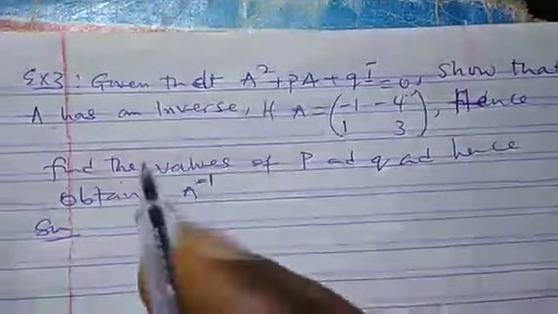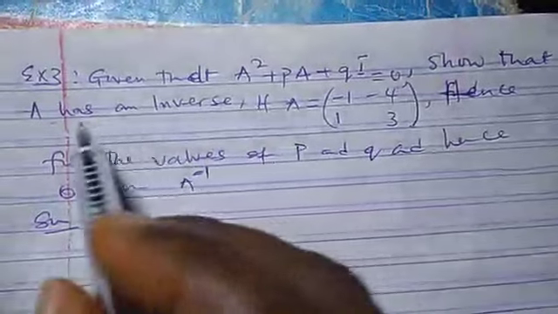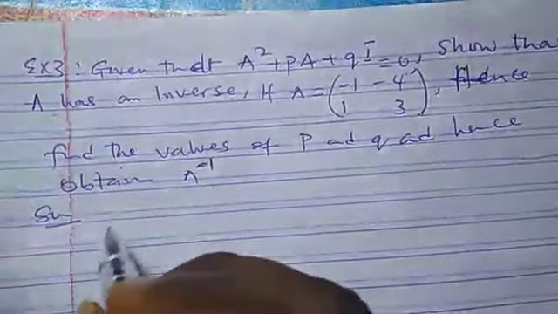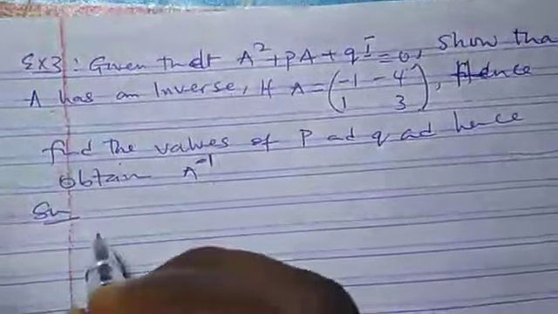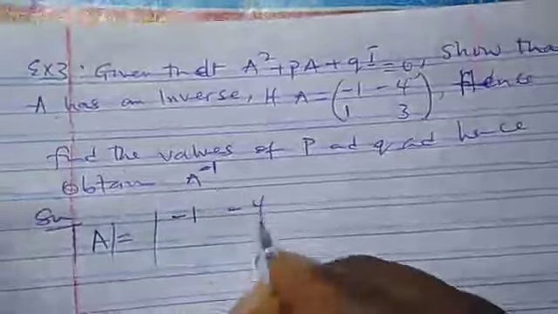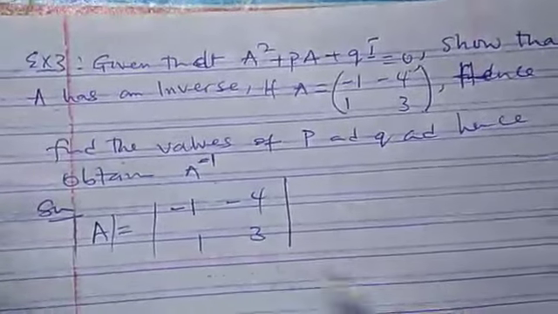Now, given that this is this, the first thing says we should show that A has an inverse. If they say that A has an inverse, we should show that A has an inverse. We need to show that the determinant is not equal to 0.